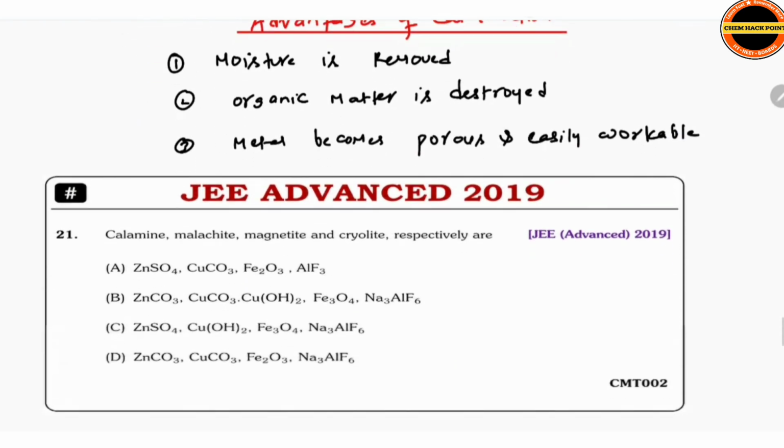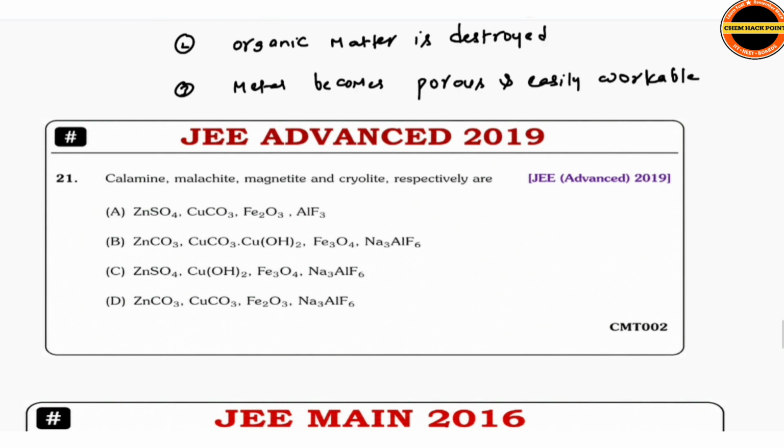See the question now, a JEE Advanced 2019 question. Observe what they gave: calamine, malachite, magnetite, cryolite respectively. So direct formulas are needed. Calamine is zinc carbonate, malachite is CuCO3·Cu(OH)2, magnetite is Fe3O4, cryolite is Na3AlF6. So it is a direct formula-based task in JEE Advanced.